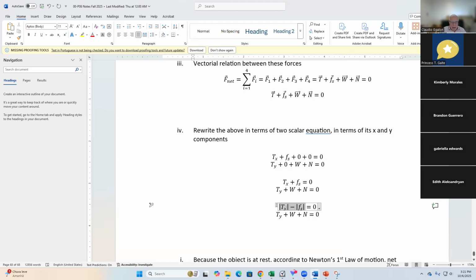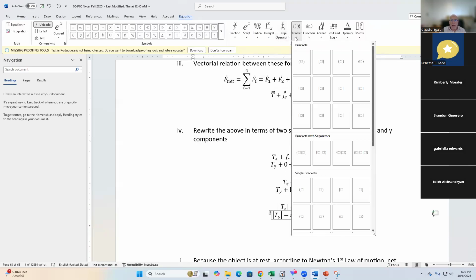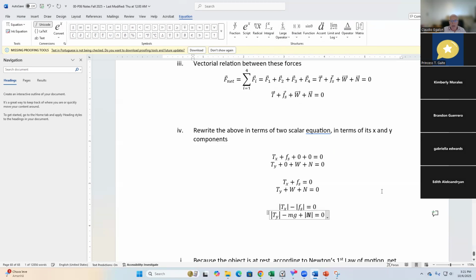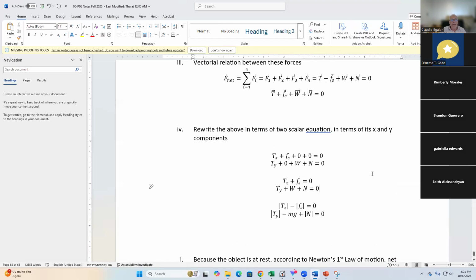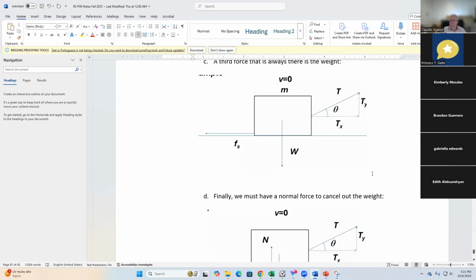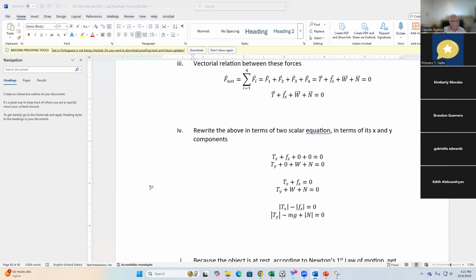The same thing applies for the y component of the tension for this specific problem, right? The weight is downwards, consequently it can be written in terms of minus mg, and the normal is along the positive direction. So we can emphasize this fact by writing these two equations in this way. Do we have more? We don't need more. So that's the first part of the problem.